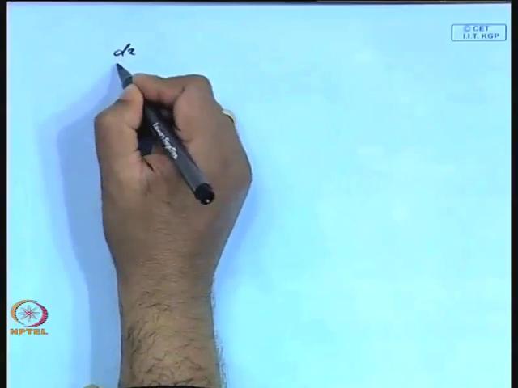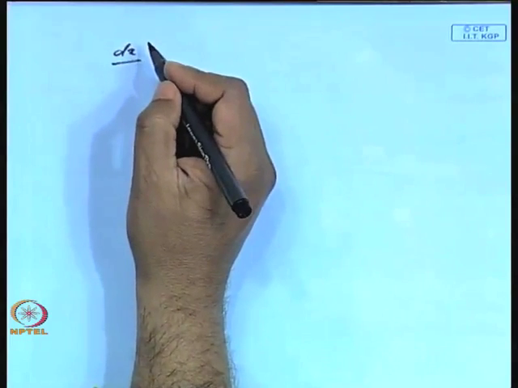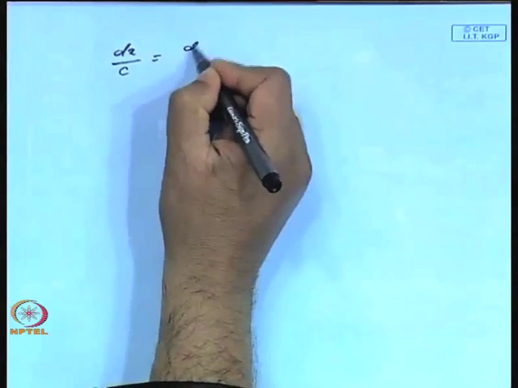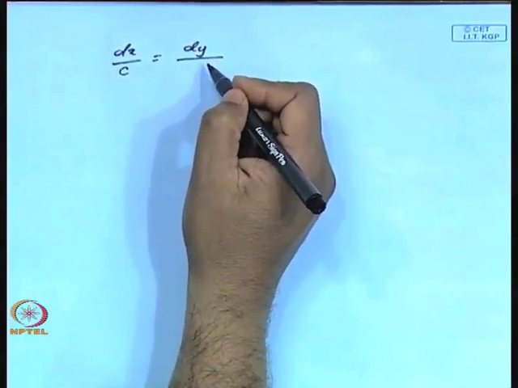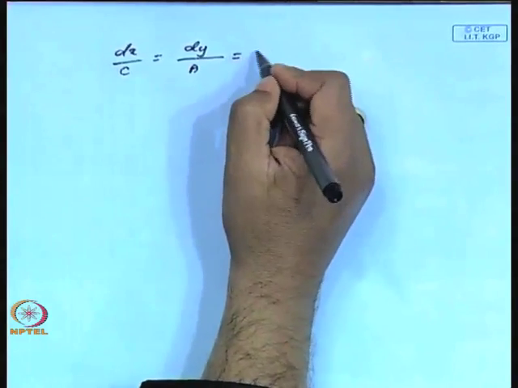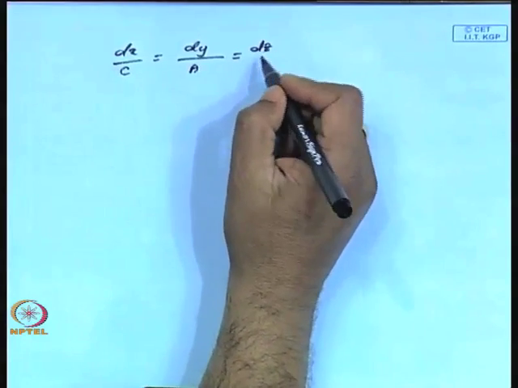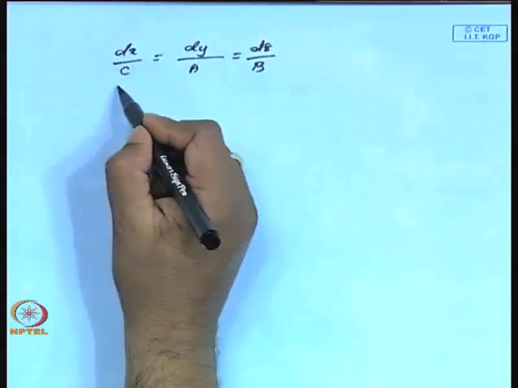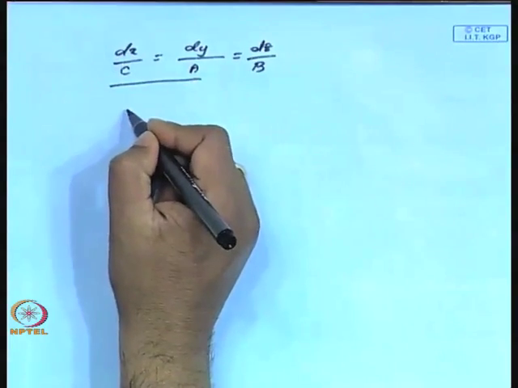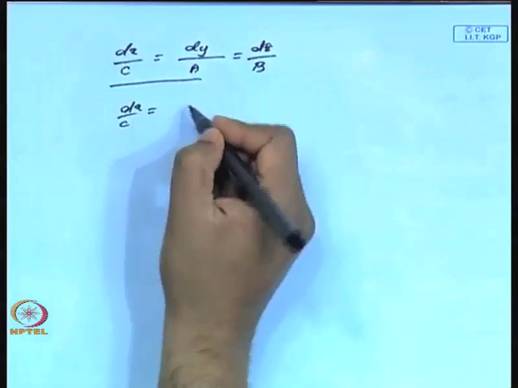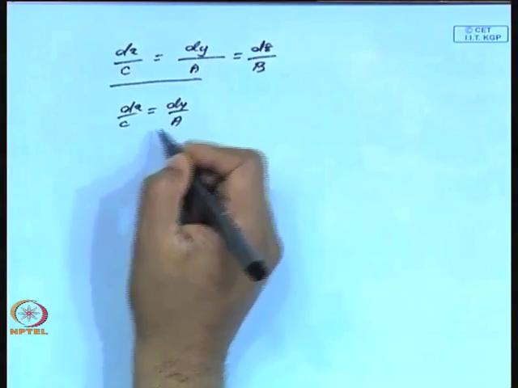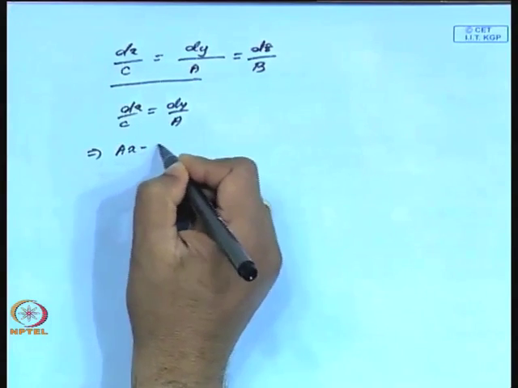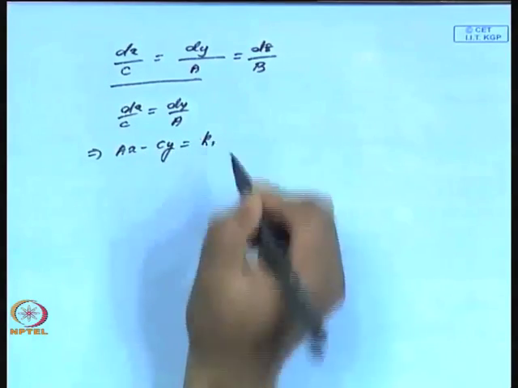If you do that, that gives us dx by omega x, which is c, equal to dy by omega y, which is a, equal to dz by omega z, which is b. Now, if we take the first two members, then it will give us dx by c is equal to dy by a, and that gives us ax minus cy is equal to a constant. Call this constant k1, say.